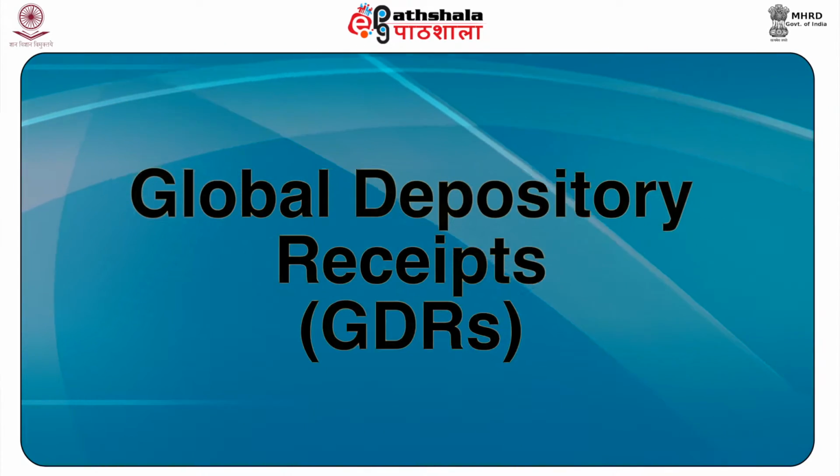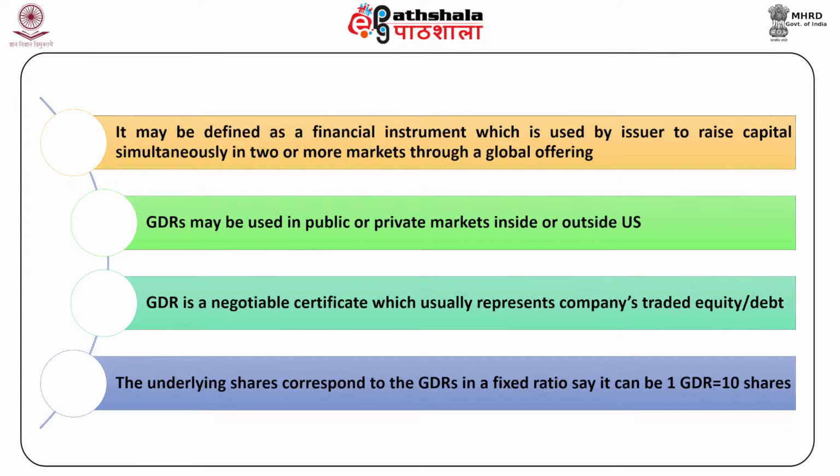An ADR is listed and traded on an exchange based in the United States. A GDR can be traded on non-US markets such as London, Luxembourg, etc. Global depository receipts or the GDRs. It may be defined as a financial instrument which is used by an issuer to raise capital simultaneously in two or more markets through a global offering.